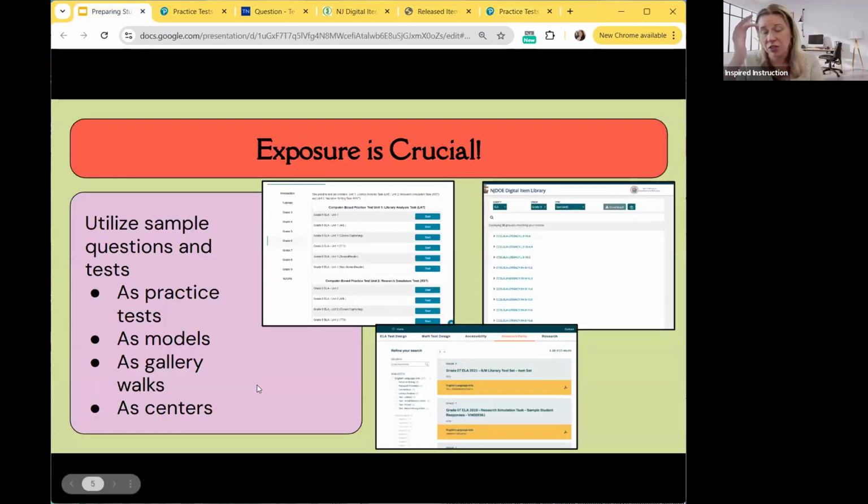So making sure that our kids are exposed to not only the program, but also test questions, is really, really important, because again, we want them to feel like they're walking into something comfortable, not something that they've never seen before.